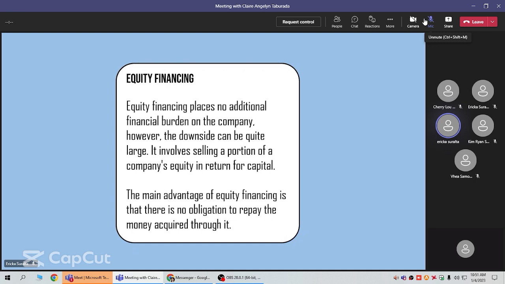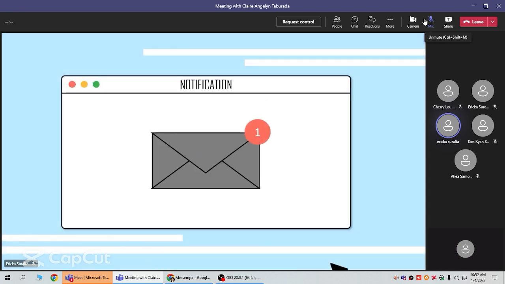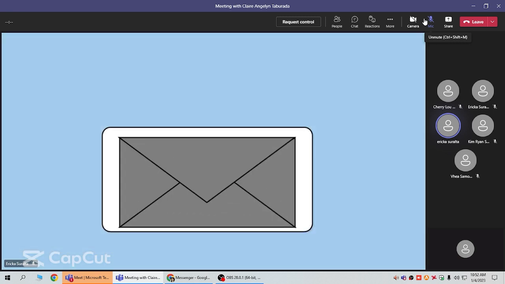The main advantage of equity financing is that there is no obligation to repay the money acquired through it, because you used the company's equity. You have no obligation to repay, unlike debt, where you have to pay back what you owe. You have no obligation to repay the money you acquired as capital to fund the business. And the next is debt financing.